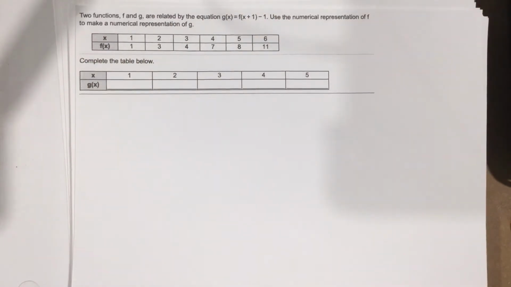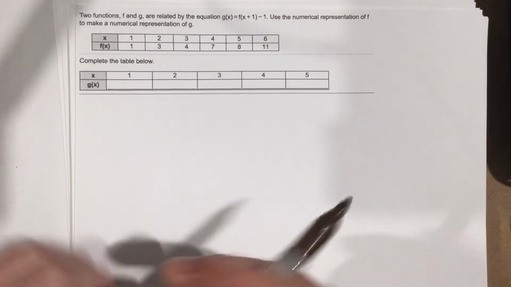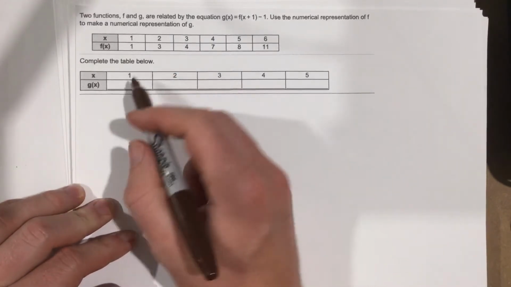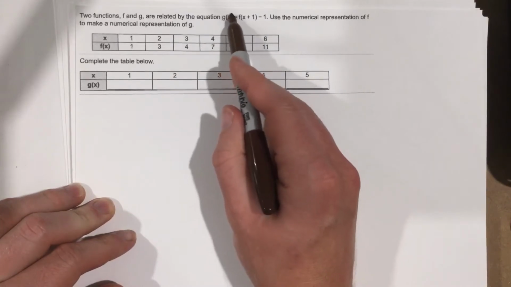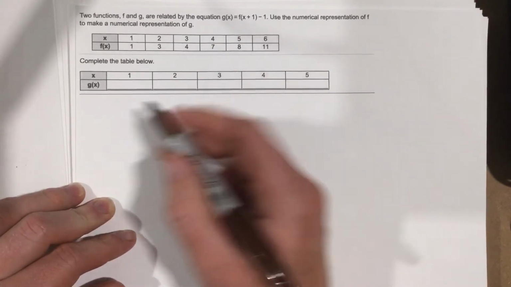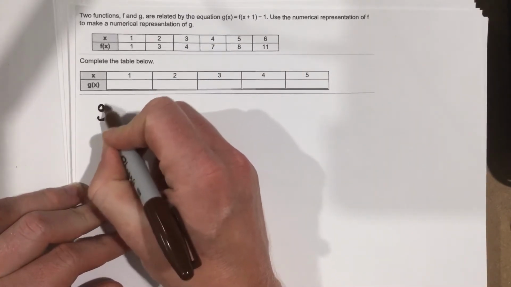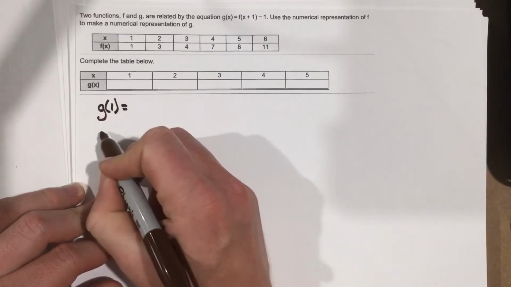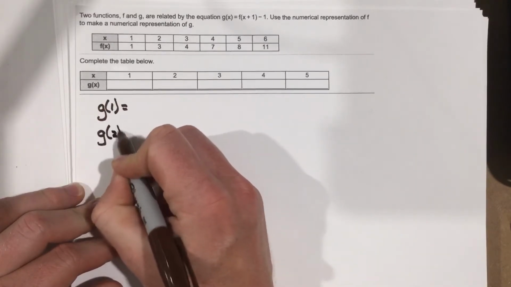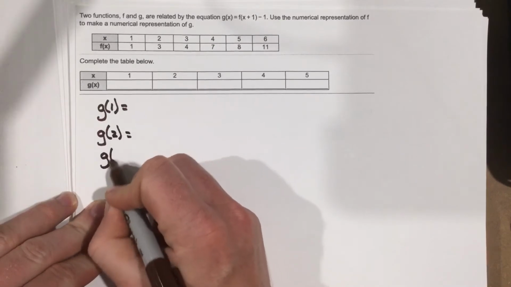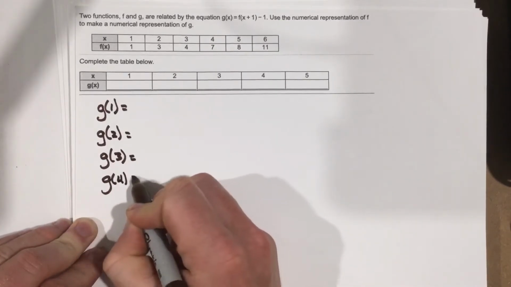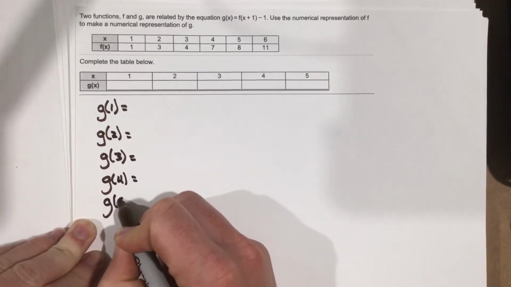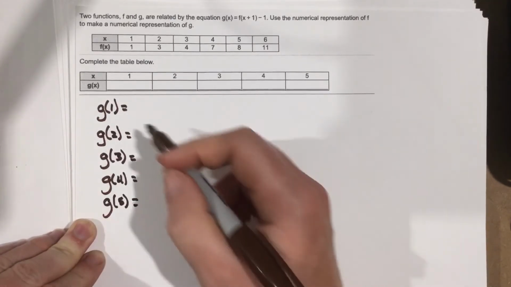Okay. Well, let's start by simply, they give us the x values for g. That makes this problem pretty easy because we can just input those x values here and figure it out. So we're going to start with g of 1. We're going to do g of 2. We're going to do g of 3, g of 4, g of 5. And we're just going to piece it together.